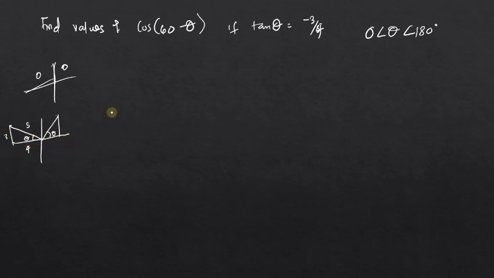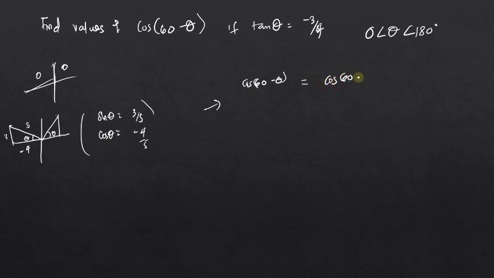So using that, you get sine theta to be equal to 3 over 5, and you get cos theta to be negative, so negative 4 over 5, right? But then they're asking us to find cos of 60 minus theta, which we can express as cos 60 cos theta plus sine 60 sine theta.